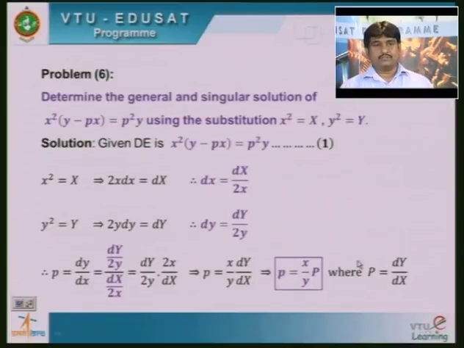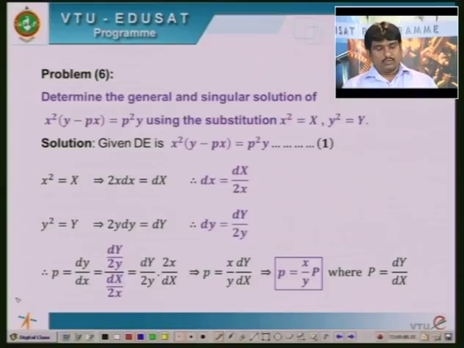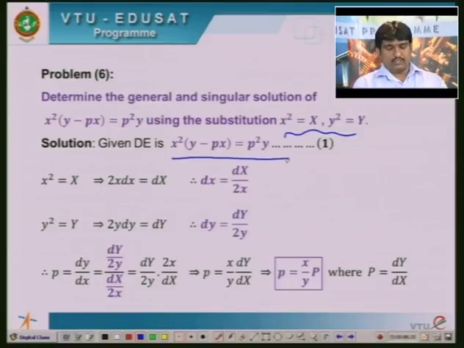Problem number 6. Determine the general and singular solution of the equation x square into y minus px equals to p square y using the substitution small x square equals to capital X and small y square equals to capital Y. Consider the given differential equation and now consider the substitution.